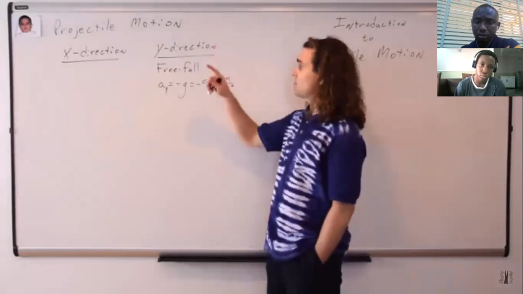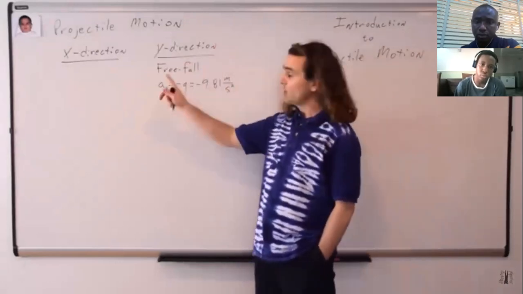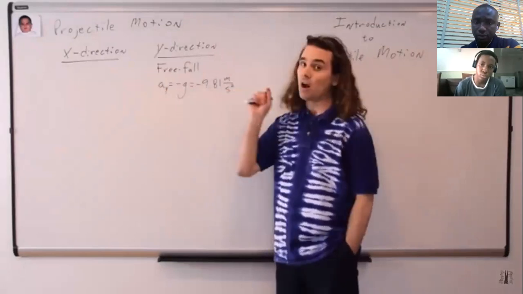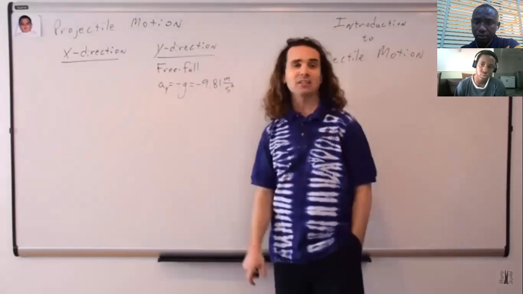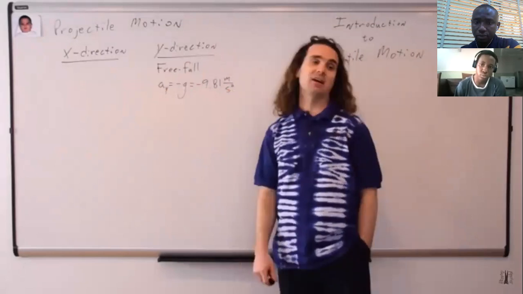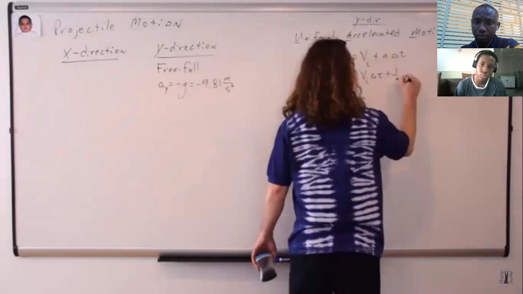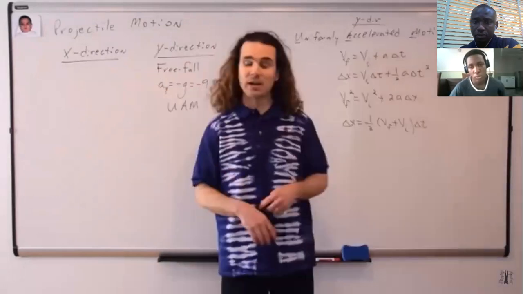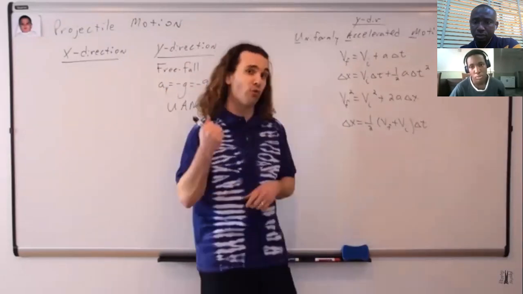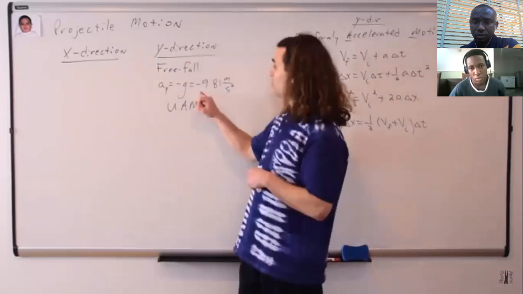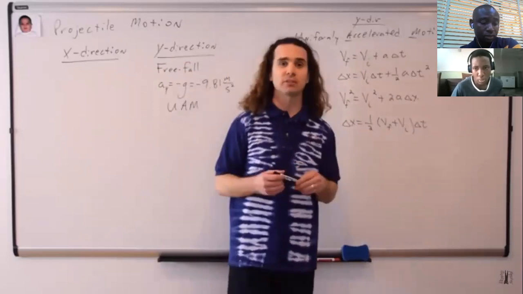So an object in projectile motion in the y direction is in free fall. And we know the acceleration in the y direction is going to be equal to negative g, where on Earth, g is a positive 9.81 meters per second squared. In other words, in the y direction, the acceleration is equal to negative 9.81 meters per second squared. Therefore, Billy, what equations can we use in the y direction for an object in projectile motion? Oh yeah, because the acceleration is a constant number, we can use the UAM, or uniformly accelerated motion equations. Therefore, when an object is in projectile motion in the y direction, we can use the UAM equations. And we already know the acceleration, it's negative 9.81 meters per second squared.